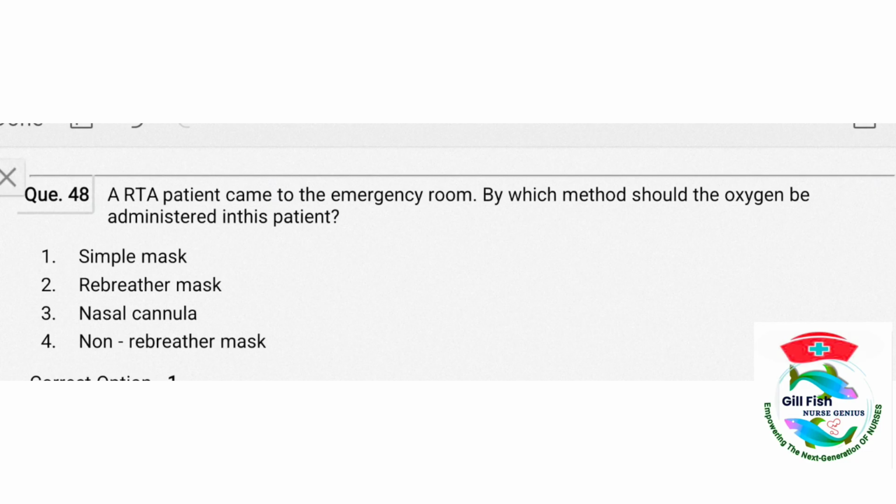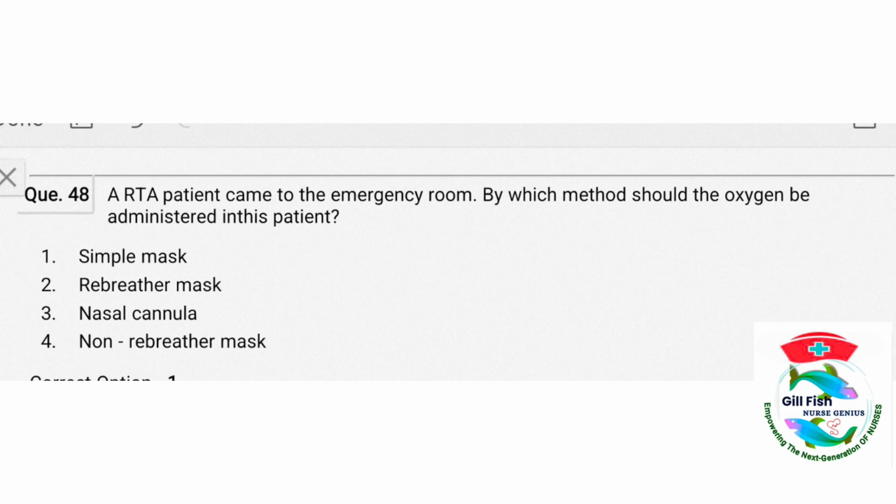An RTA patient came to the emergency room. By which method should oxygen be administered to the patient? Option 1, simple mask; option 2, rebreather mask; option 3, nasal cannula; option 4, non-rebreather mask. What type should we give for oxygen administration to the RTA patient? That is a road traffic accident patient.